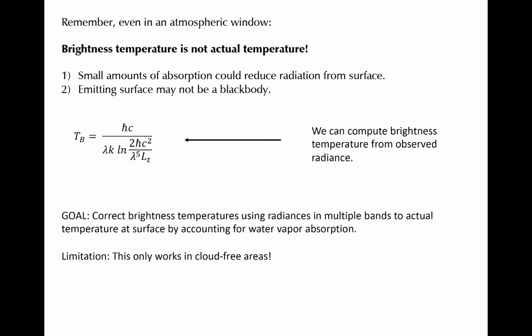The brightness temperature is calculated as a function of satellite observed radiance. The goal for estimating SST is to calculate a brightness temperature given an observed radiance and correcting that brightness temperature using radiances in multiple bands to correct for water vapor absorption. Of course, in cloudy areas, surface emissions are not clearly observed, and we can't do this.